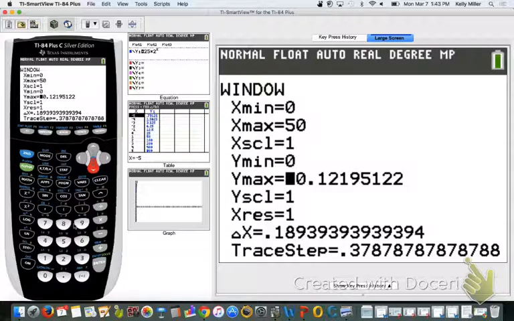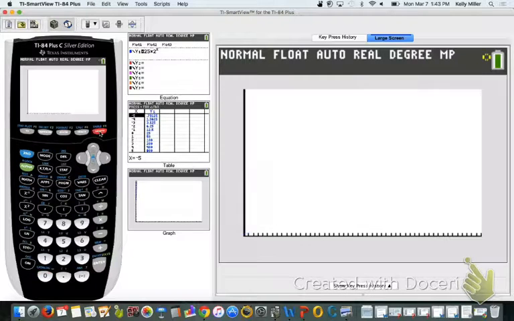500. Well, think about our table. What was the highest we had on our y table? 1600. Let's go 2000. See what that looks like. There we go.